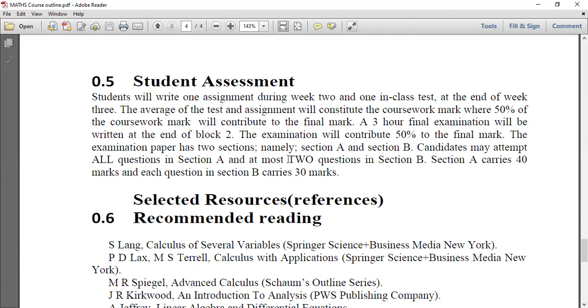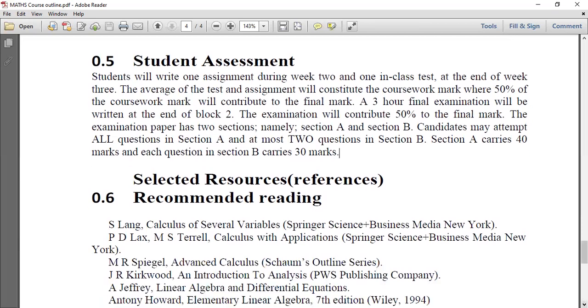What is written here is not correct. There are some changes there. So each question in section B will carry 20 marks, and you are supposed to choose 3. Then section A is out of 40.